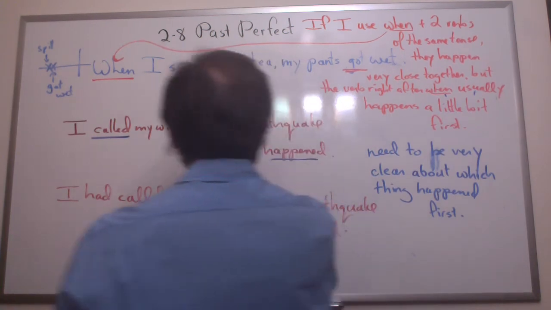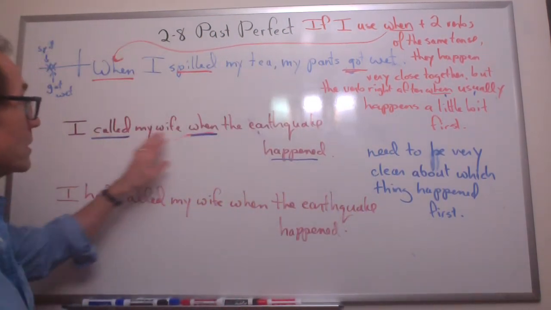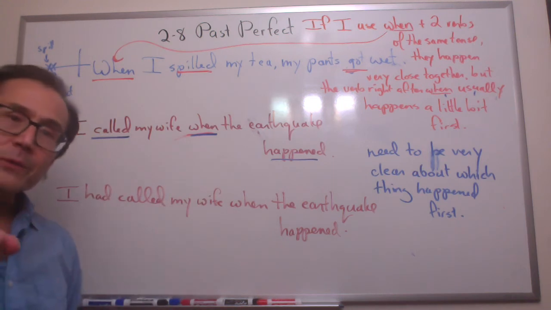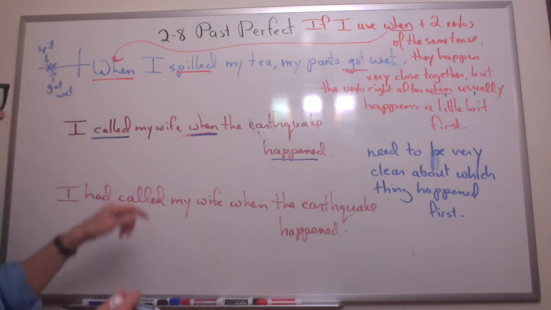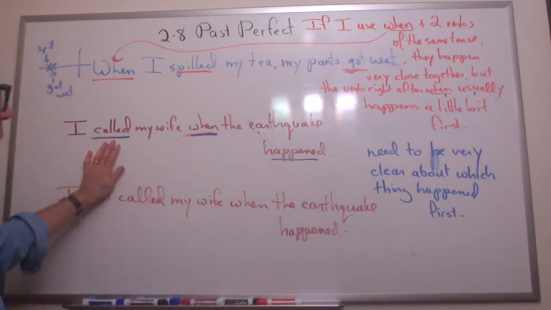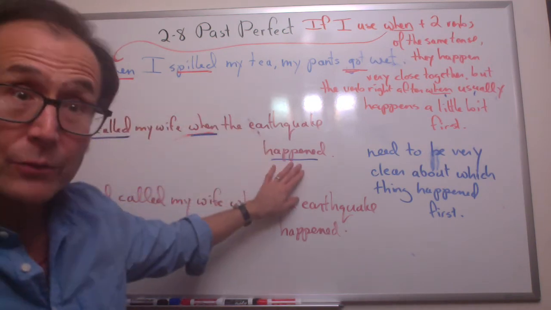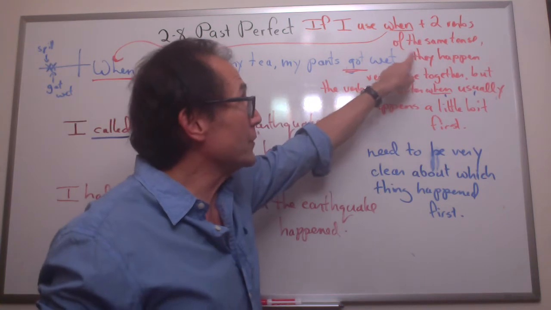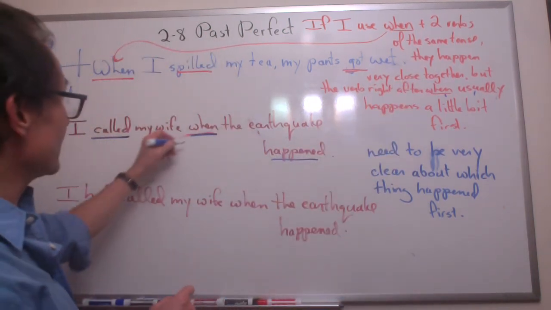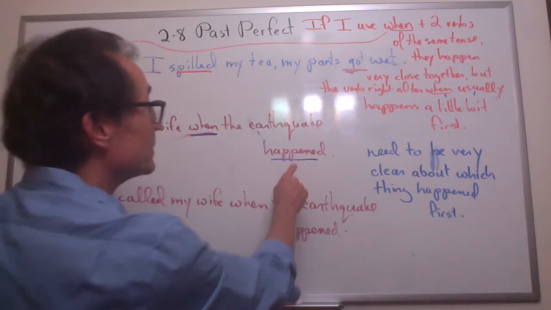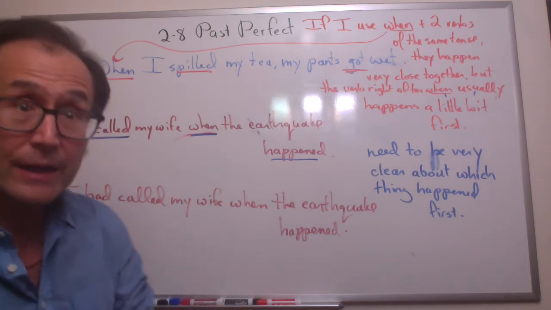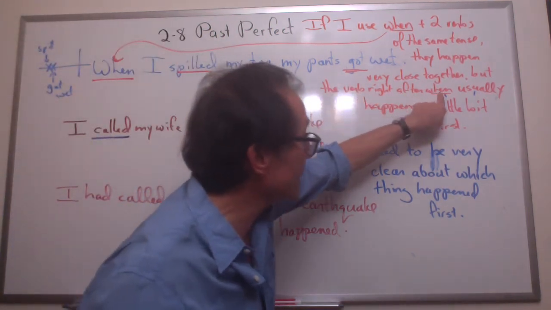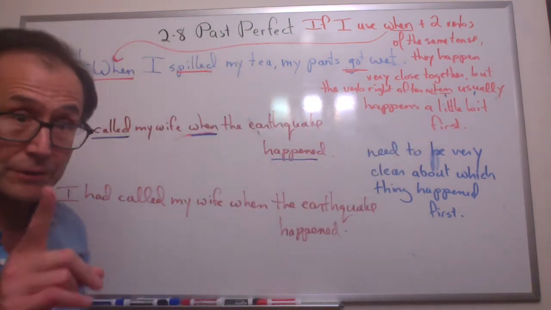So here, I called my wife when the earthquake happened. In this sentence, take a moment and think. Which action happened first? Did I call my wife first, or did the earthquake happen first? Remember, if I use when with two verbs of the same tense, they happen very close together, but the verb right after when usually happens a bit first.